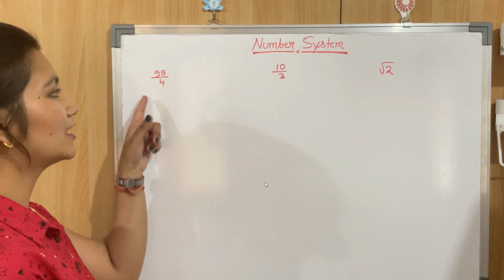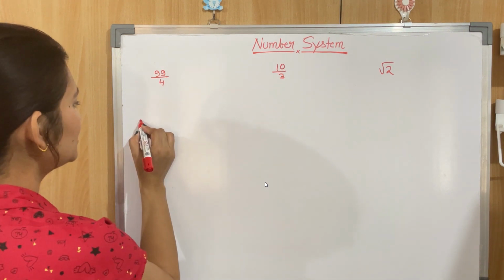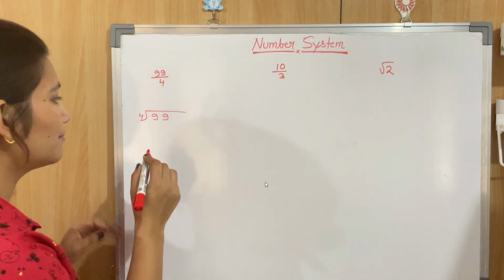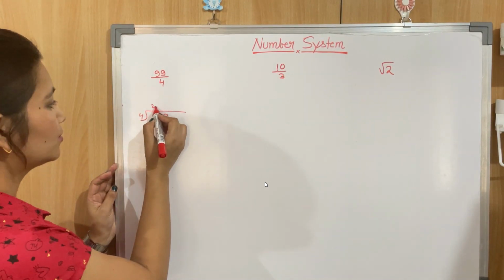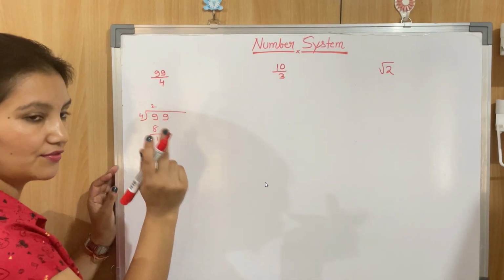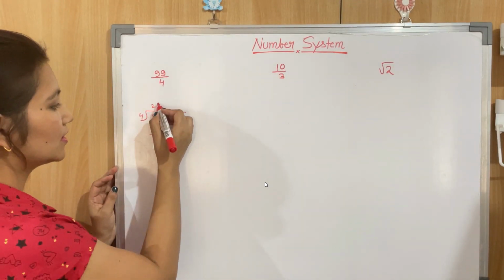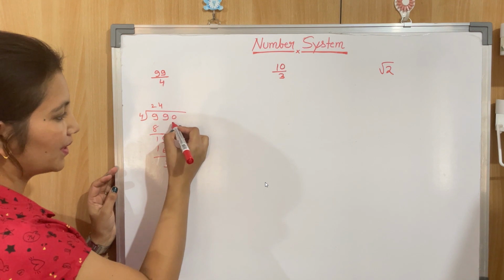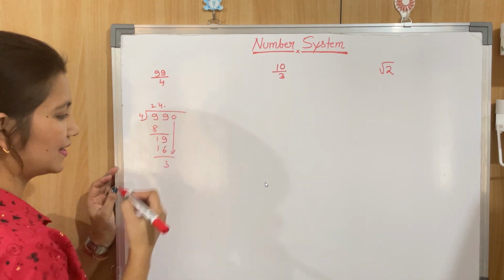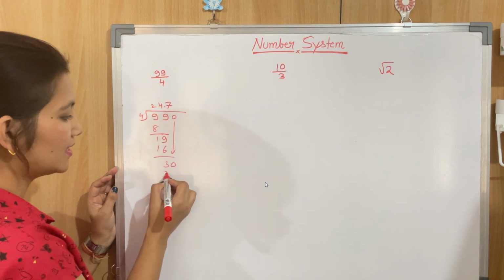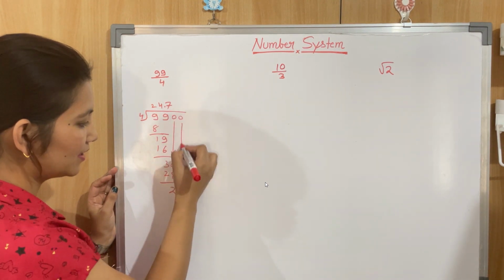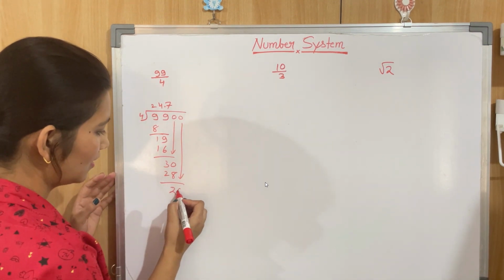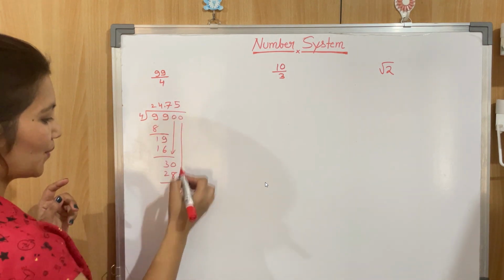So 99 upon 4 means 99 divided by 4. And when you divide 99 by 4, what do you get? 4 times 2 is 8, 1. You already know division. 4 times 16, 3, and then we bring 0 down. It wasn't there, so we add a decimal point. So 4 times 7 is 28, and then again 2, and then 0. I'm not teaching you division. Don't think that I'm teaching you division in 9th standard. No, not at all. So 4 times 5 is 20.